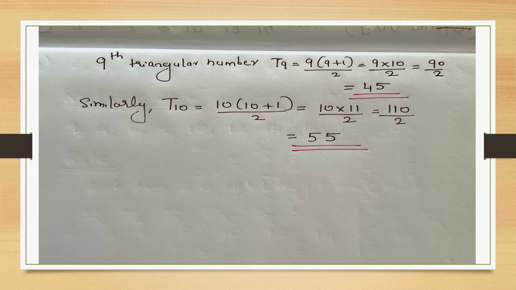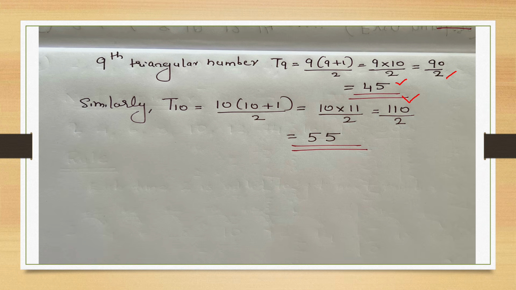We already got 8th triangular number. Then 9th triangular number is equal to T9 is equal to 9 into 9 plus 1 by 2. Formula is Tn is equal to n into n plus 1 by 2. Instead of n, you write 9. 9 into 9 plus 1 by 2. So, what is 9 plus 1? 10. So, 9 into 10 by 2. 9 into 10, 90 by 2. That is 45. So, 9th triangular number is 45.